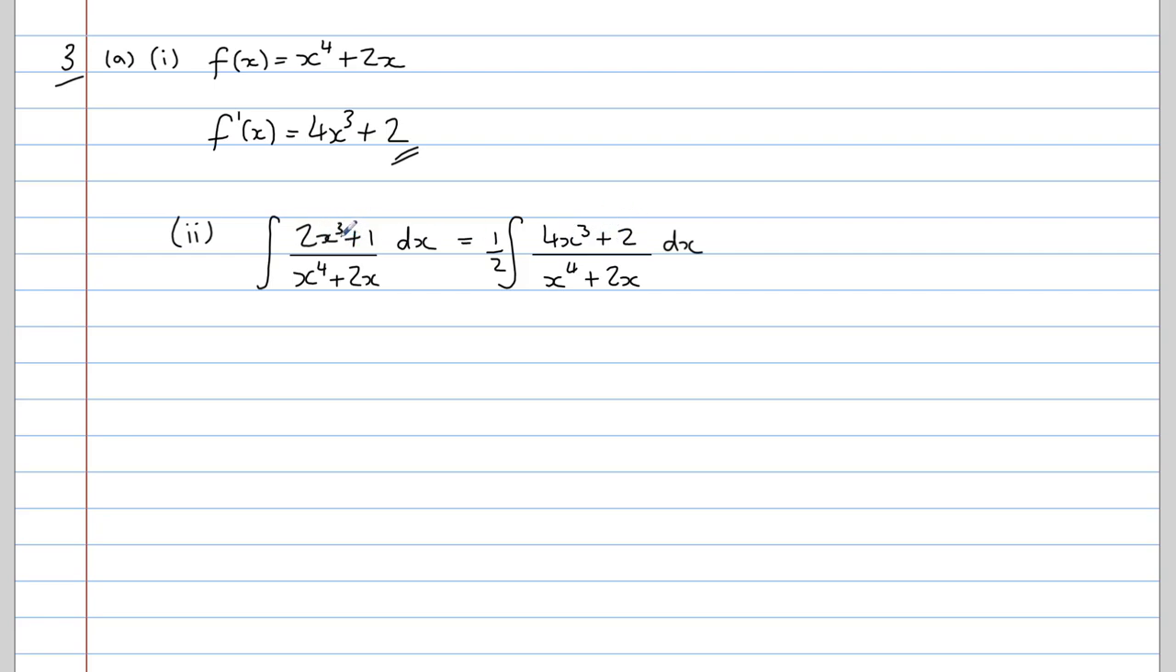the left-hand side here. Now that it's in this form, I can use the fact that if the denominator differentiates to the numerator, I can write my answer when I integrate as a log. So I get a half log x to the 4 plus 2x.